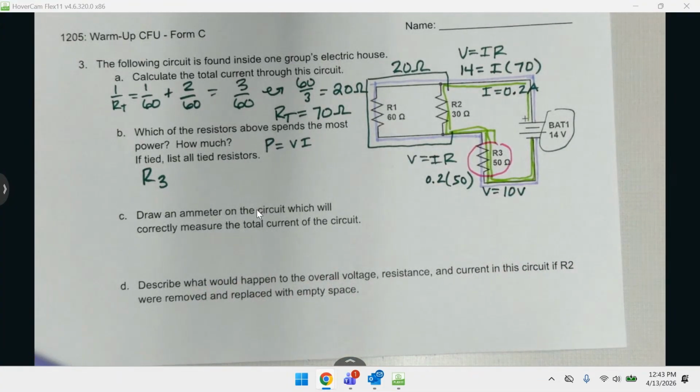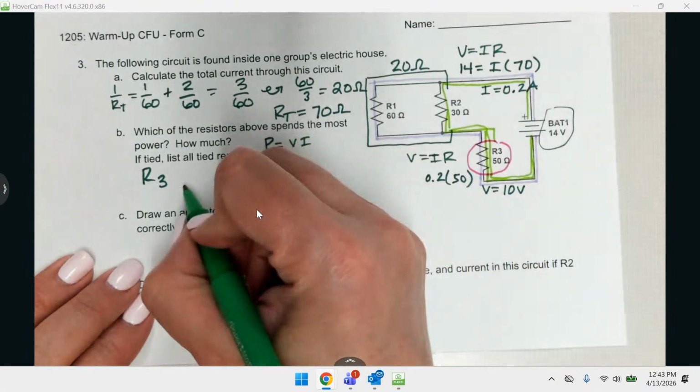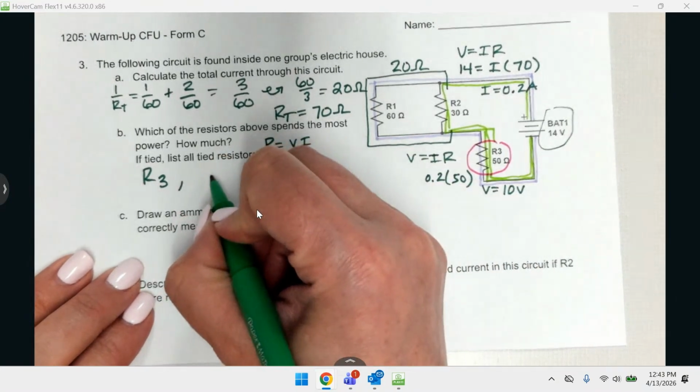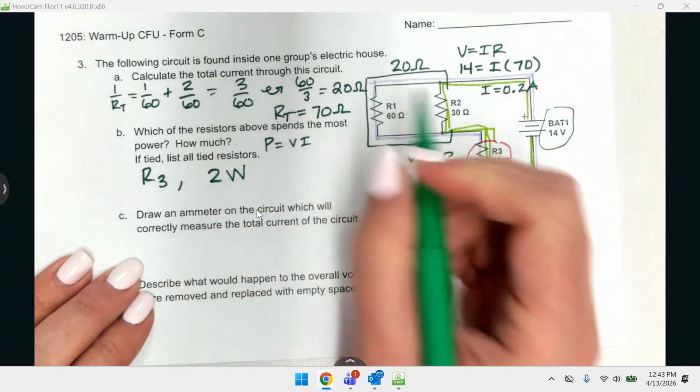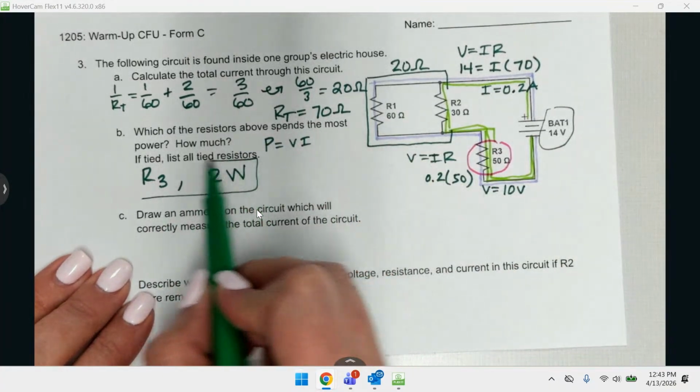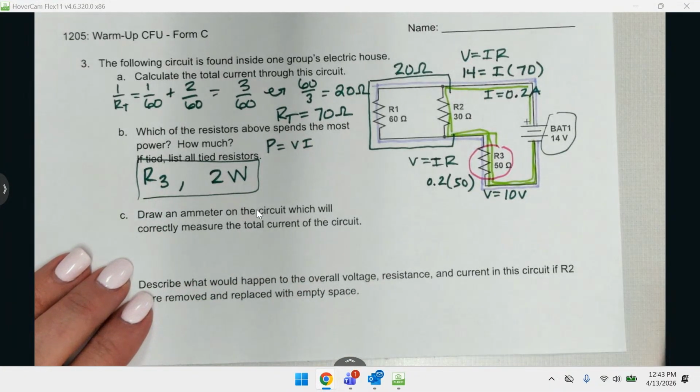I want power. Power is voltage times current. I just found my voltage. It's 10. I know my current. It's 0.2. We're going to multiply 10 times 0.2, and when we do that, we are going to get 2 watts. And that would be your answer there.